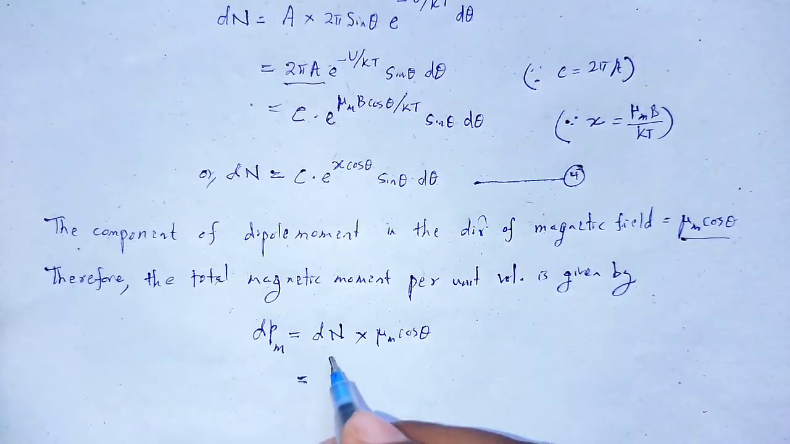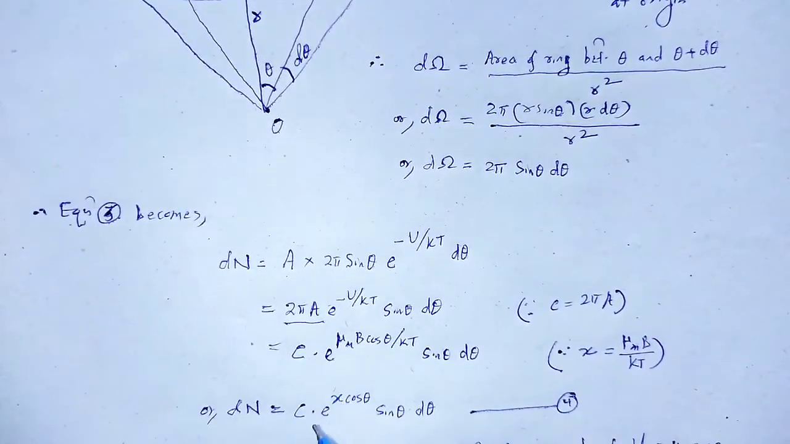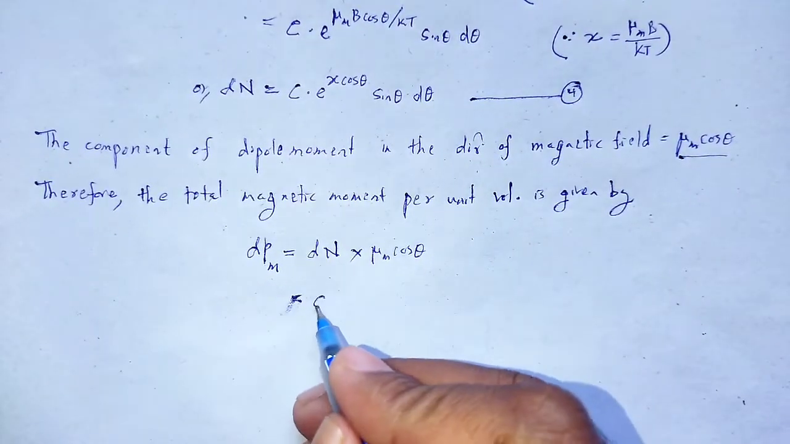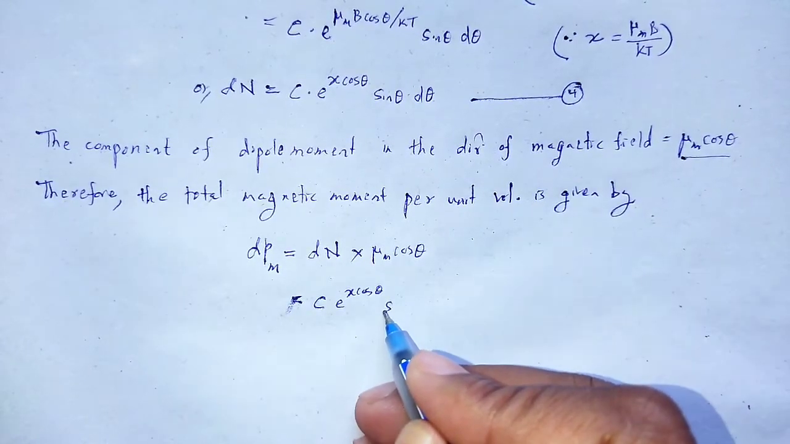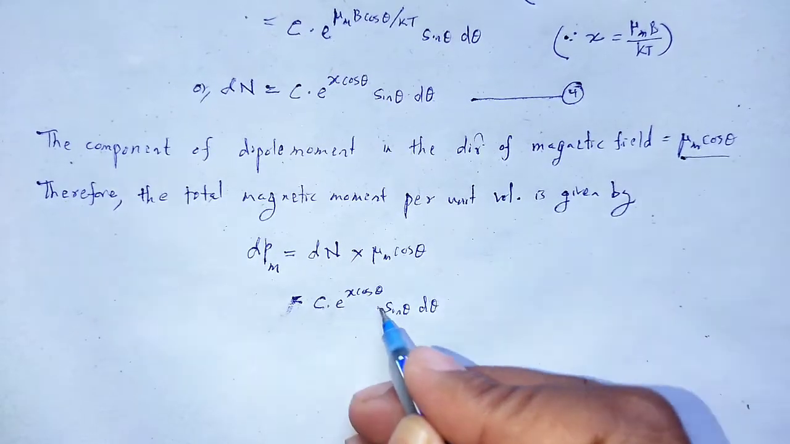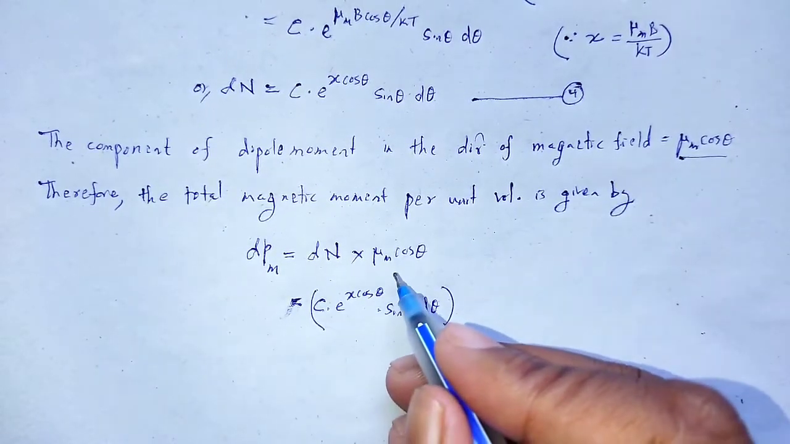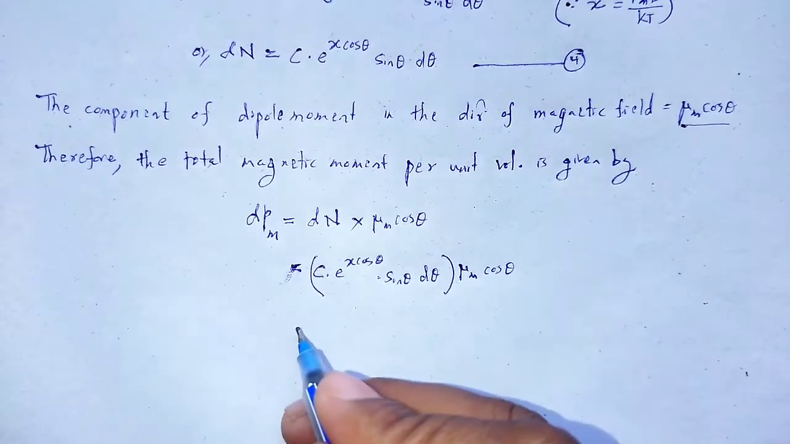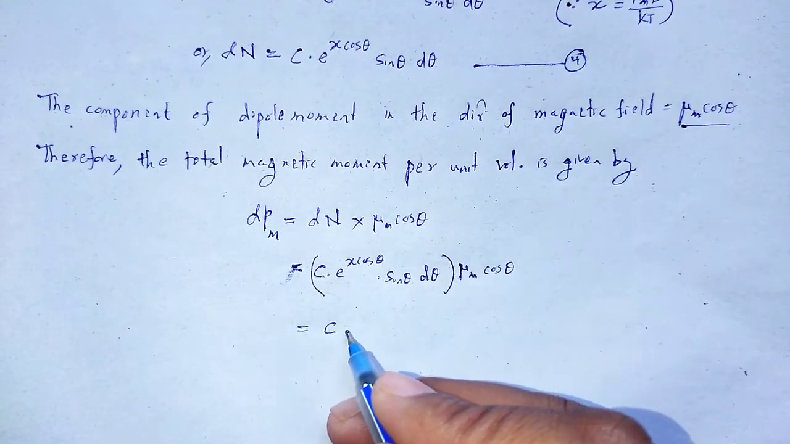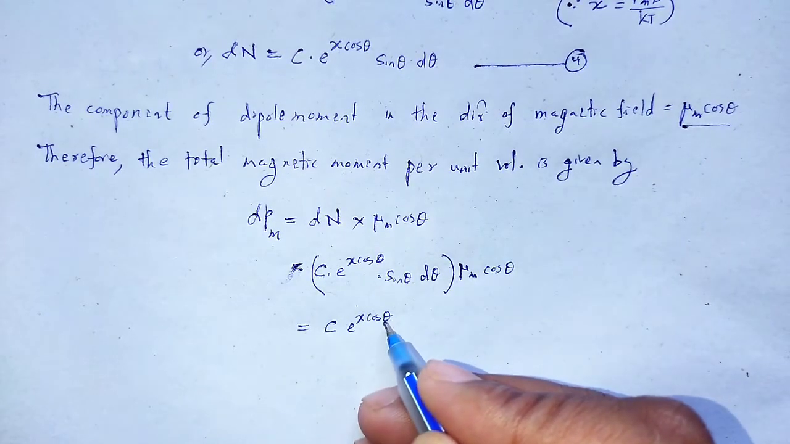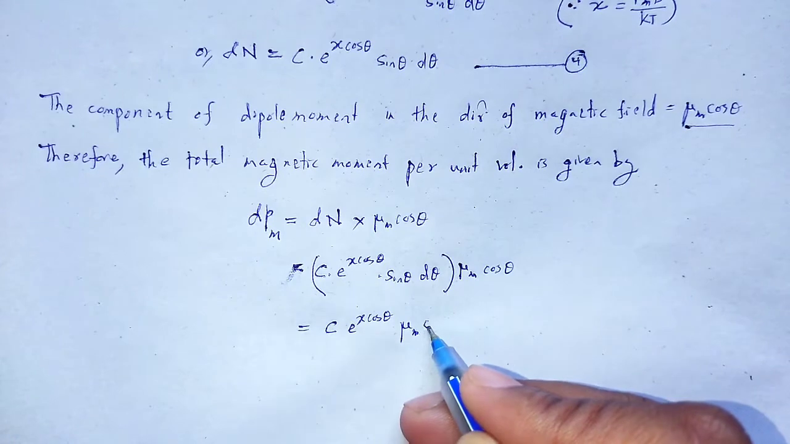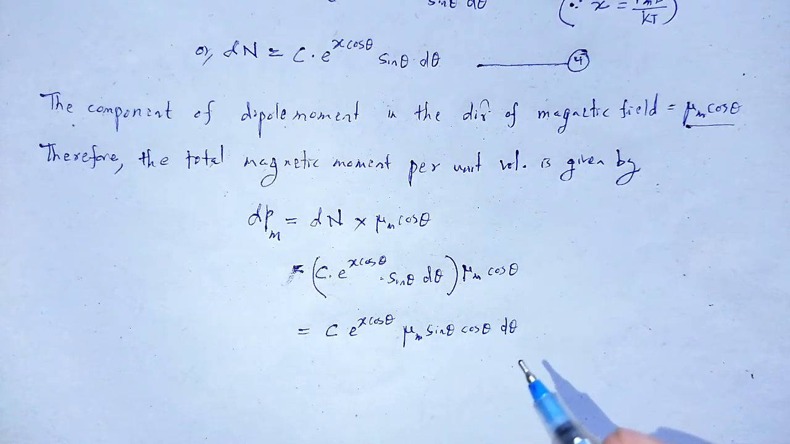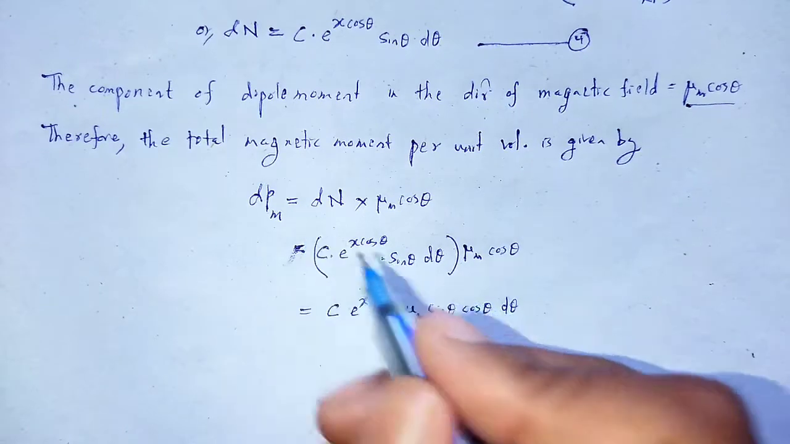Let me put these values. The value of dN is put here, c e to the power x cos theta sin theta d theta, into mu m cos theta, is equal to c e to the power x cos theta mu m sin theta cos theta d theta, that is for dPm.